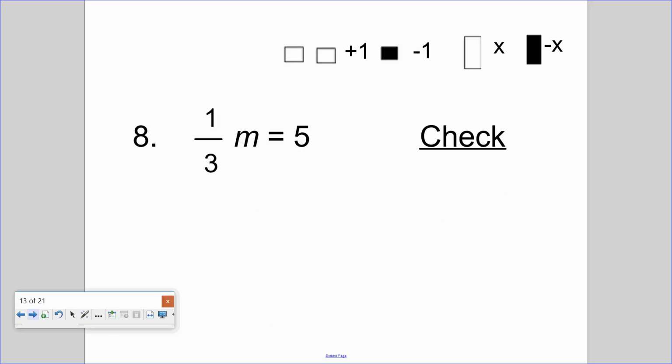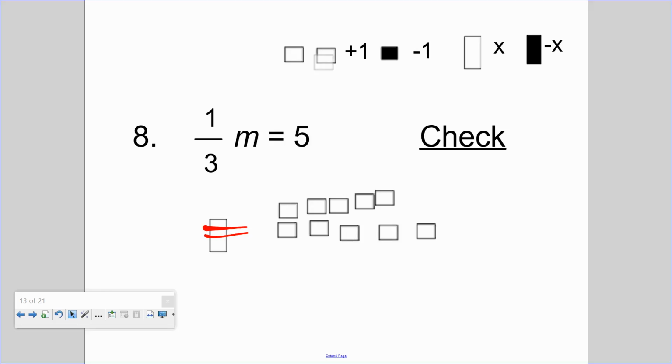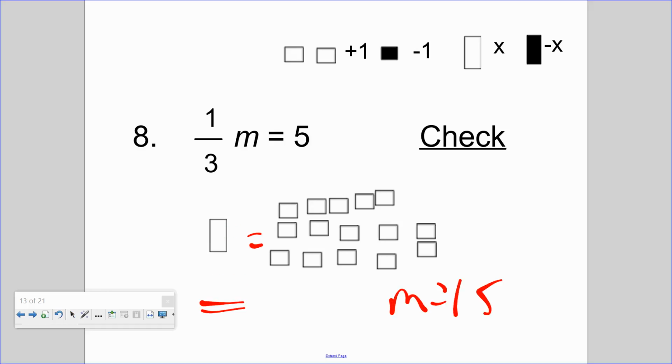Number 8. You have an m, and each third of an m is equal to 5. So this third is equal to a 5. This third of the m is equal to 5. And the last third is equal to 5. So if I take this away, m equals 15. Let's check our work. 1/3 of 15. If you have 15 that's divided into thirds, it is 5. Check mark.